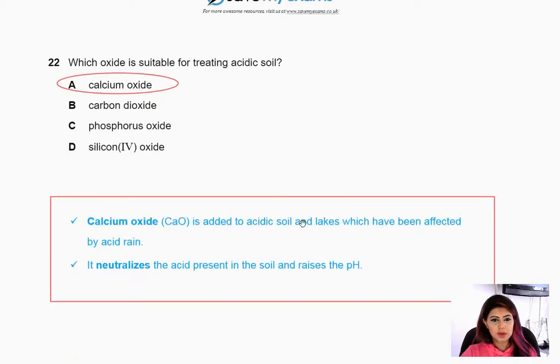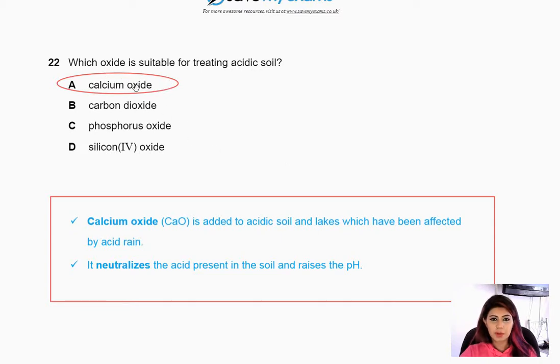22. Which oxide is suitable for treating acidic soil? To treat an acidic soil, you need the opposite, which is a basic oxide. You want to neutralize the soil by adding the opposite of it. So if you're treating acidic, you need a basic. A basic would be only calcium, because a basic should be a metal oxide, not a non-metal like these ones.